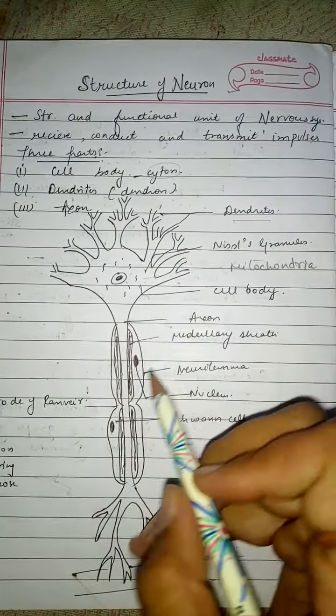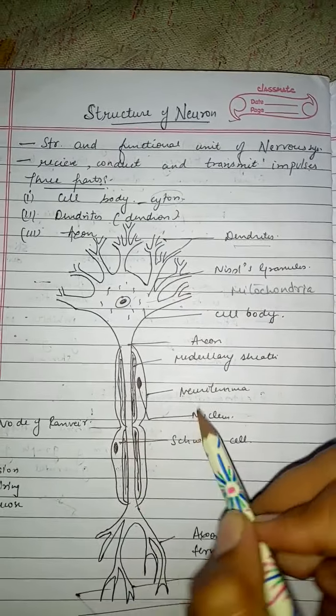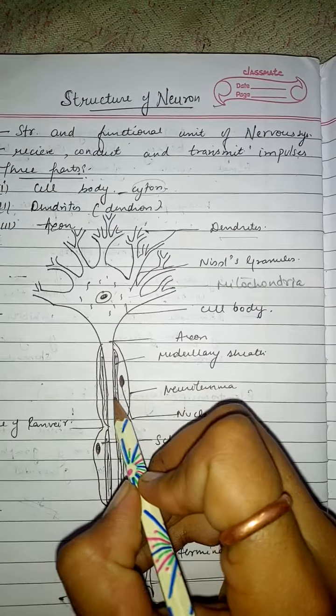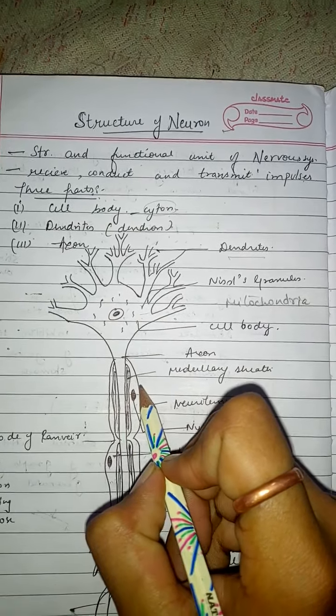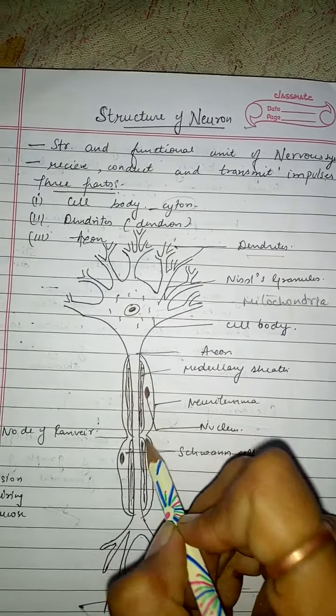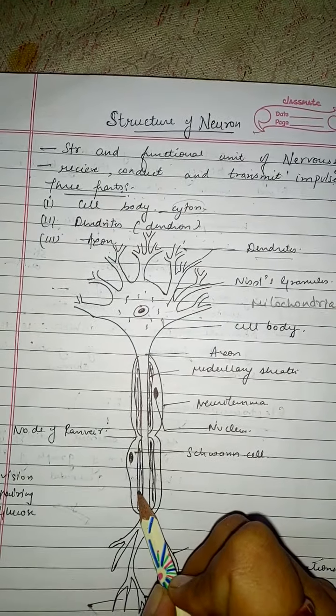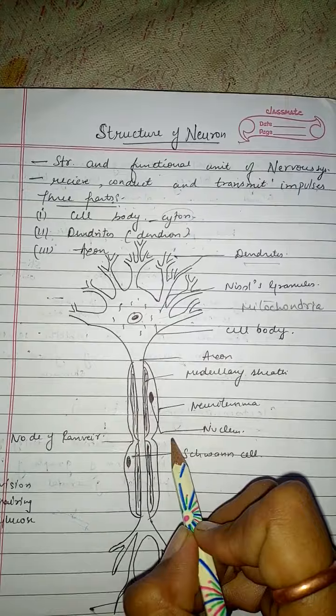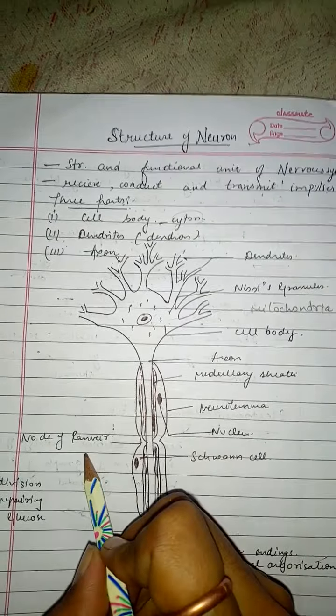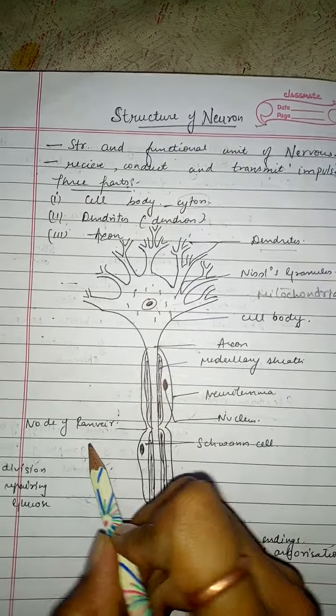Axon. The axon is covered by two layers. In some it is one layer. One layer is the myelin sheath and the second is the neurilemma. The neurilemma has a nucleus and is formed by Schwann cells. A place where the myelin sheath is not present is called the node of Ranvier.